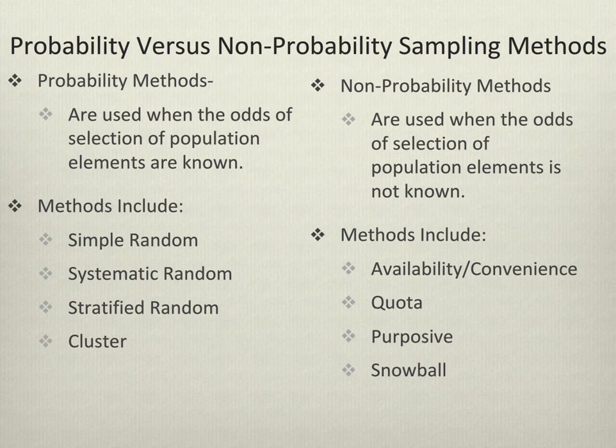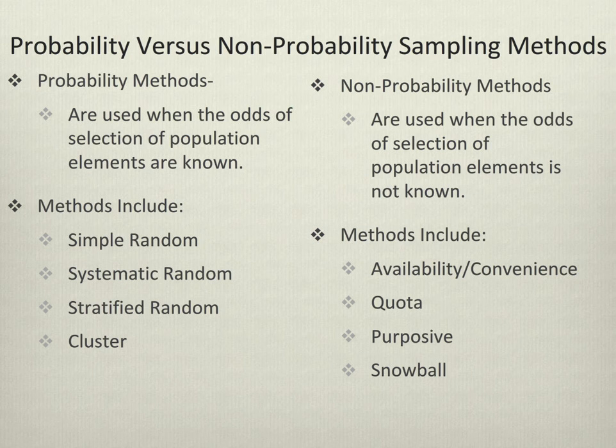Sampling methods are divided into two groups, probability-based methods and non-probability methods. Probability methods are used when the odds of selection of each member of the population are known. This means you must have a sampling frame or a complete list of elements in the population. Common probability methods include simple random sampling, systematic random sampling, stratified random sampling, and cluster sampling.